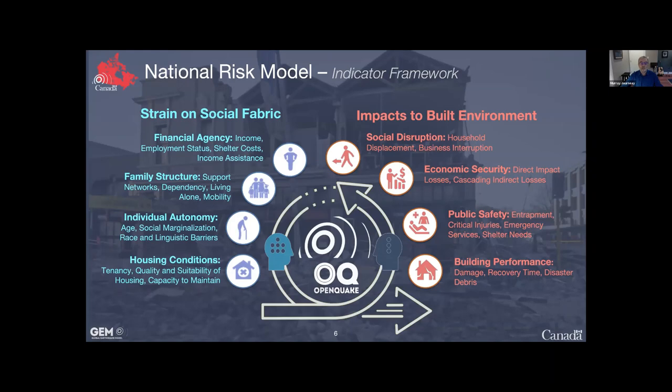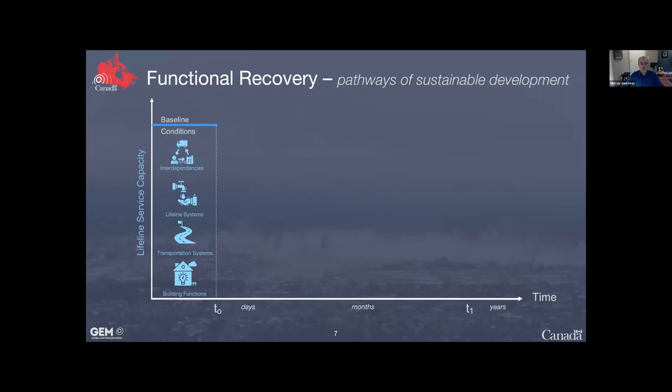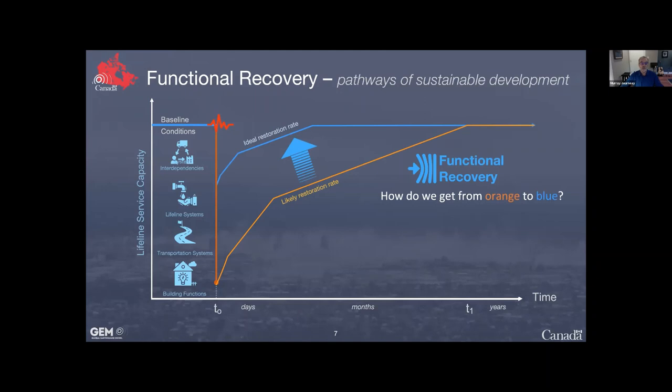And so we developed a parallel social vulnerability model to look at the strain on social fabric. And this was really to help us get to the point where we could start thinking about and modeling functional recovery. So we use the outputs of the model to help us get a sense of what the degradation of functional capabilities are immediately after the earthquake and how long it might take to restore those functions. We also use the models to help identify what would be a more desirable outcome through the lens of functional recovery.